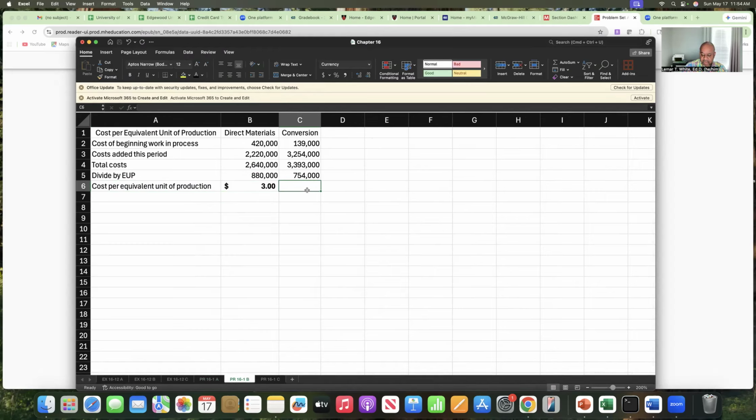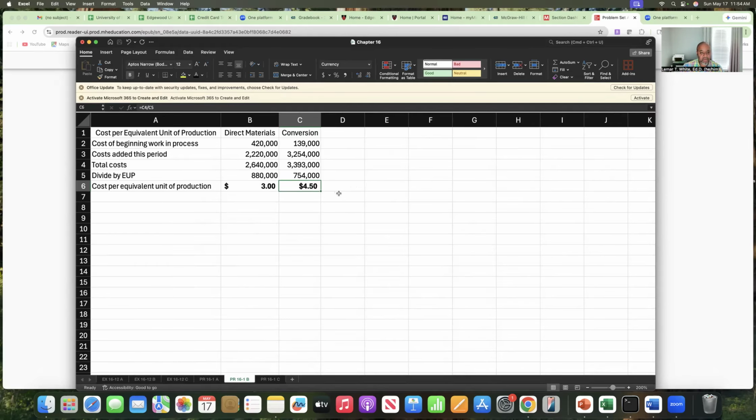Then I'm going to divide my 3,393,000 by 754,000 equivalent units, and that gives me 4.50. And if you look at the question, there's a checkpoint, and it says the conversion cost per equivalent unit is $4.50. So you see that we did it correctly.